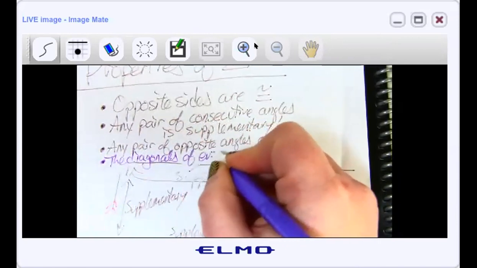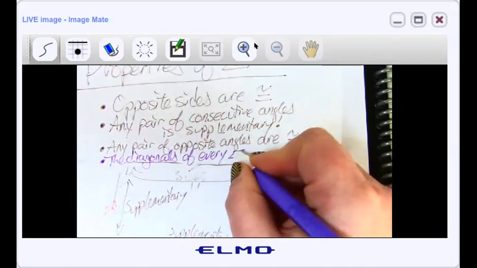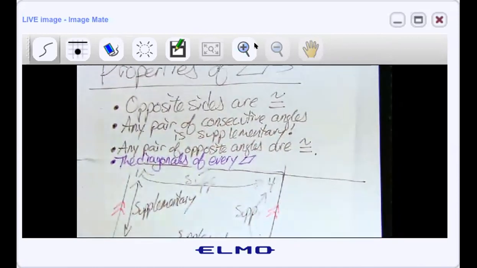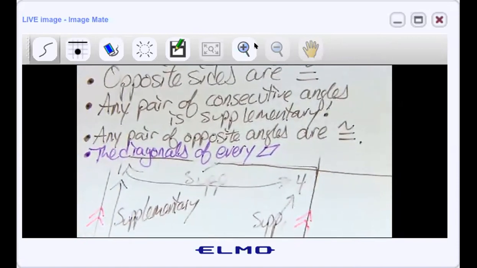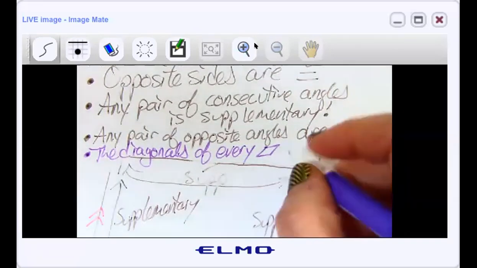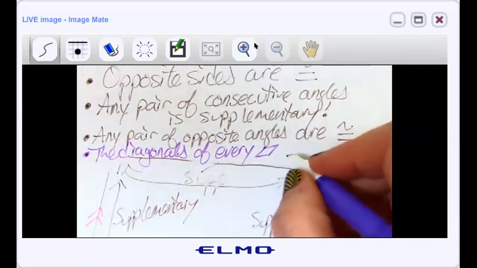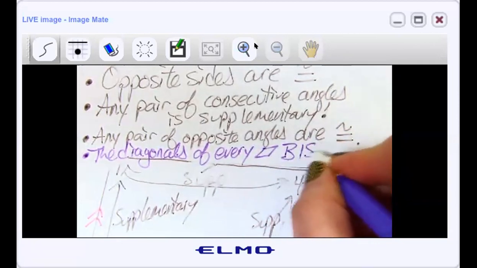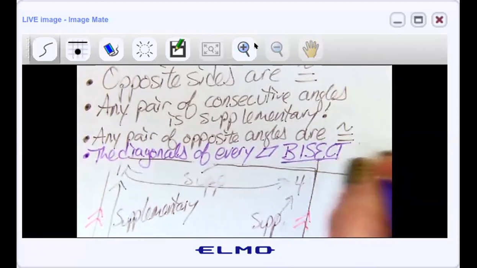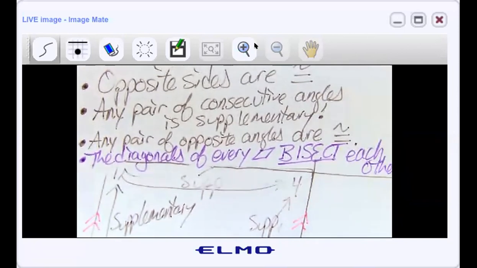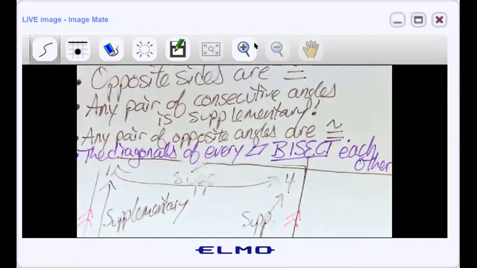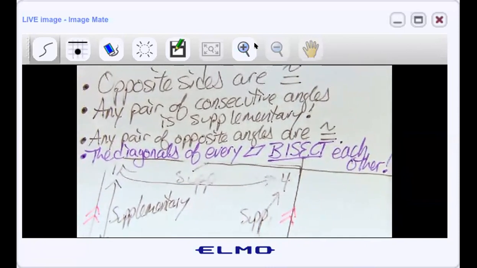of every parallelogram. Do you remember that fancy vocab word for cuts in half perfectly? Starts with a B. Bisect? Yes, bisect. The diagonals of every parallelogram bisect each other. That's so cool. Any parallelogram you could possibly draw.